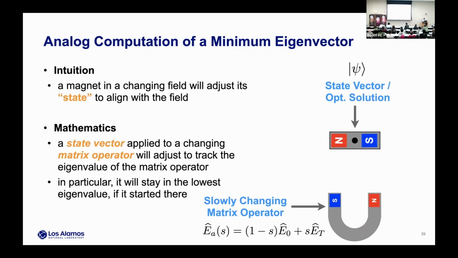Now here's how you connect it to quantum annealing. The bar-shaped magnet is going to be our state vector psi. And the U-shaped magnet is going to be a very slowly changing matrix operator, which is going to track the minimum eigenvalue of the matrix. In particular, it's going to stay in the lowest eigenvalue while you do this interpolation between the two states. So maybe the quantum part is not clear. Does the classical magnet part make sense?